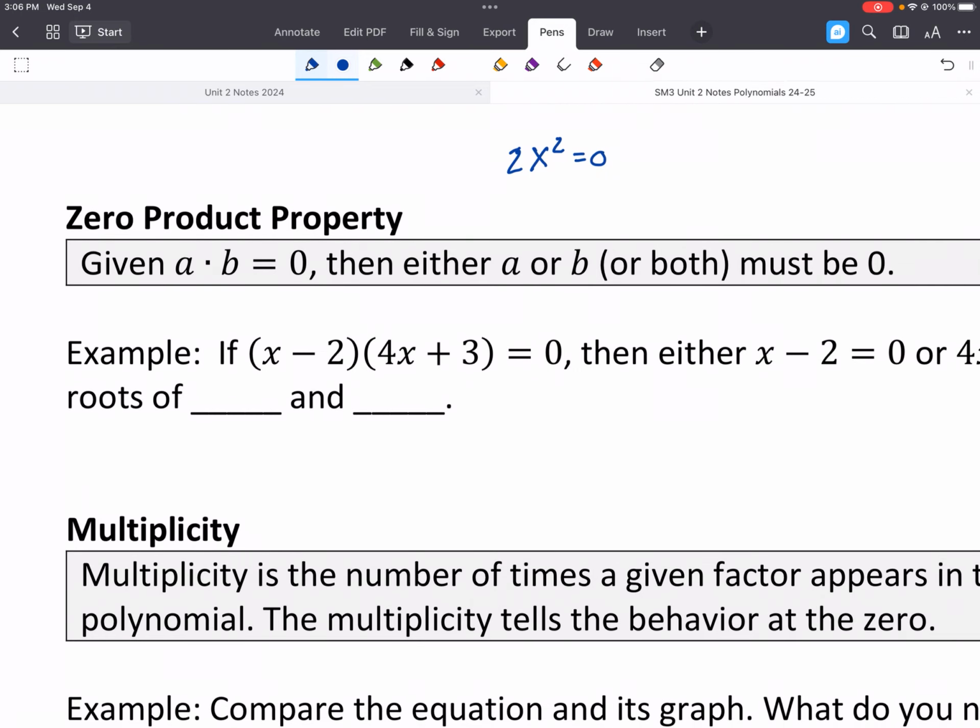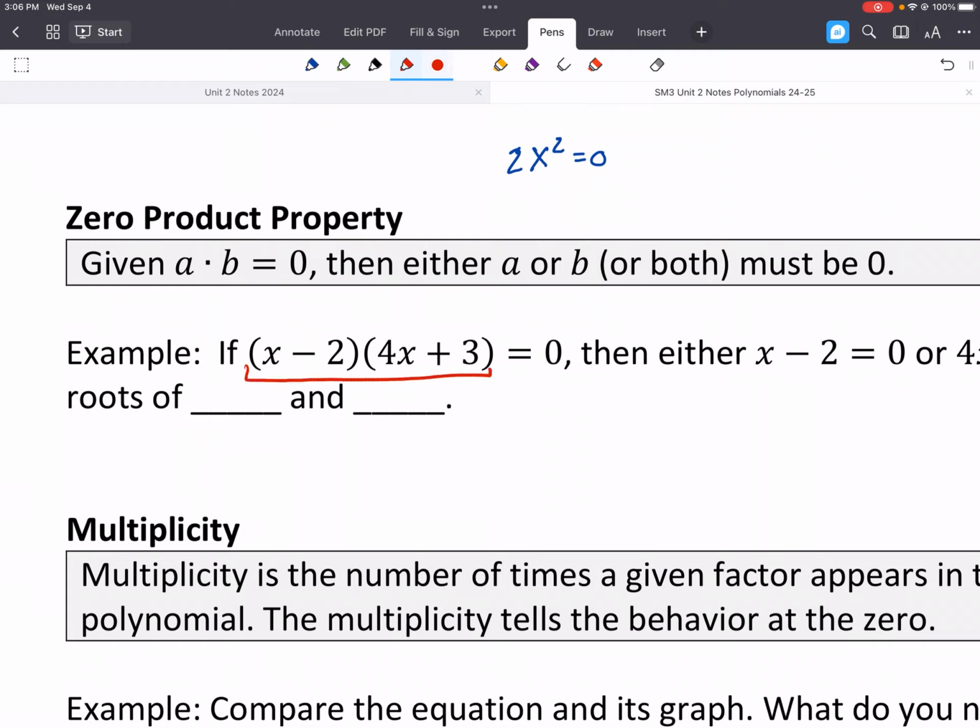All right, zero product property. We used this a lot last year when we were solving by factoring. We did it a little bit in our review for our first unit. So if you are multiplying 2 things and it's equal to 0, then either A or B, those 2 things, have to be 0 to make the equation be true. Okay, so here is more like what you would see after we factor.